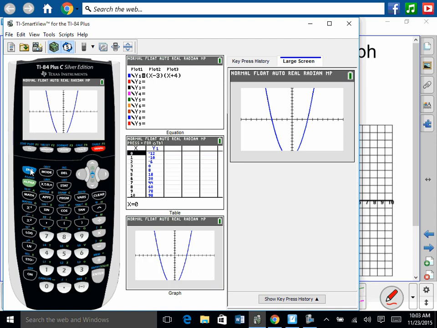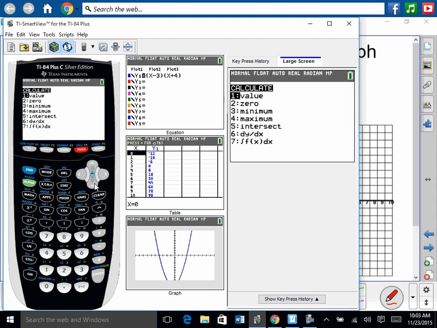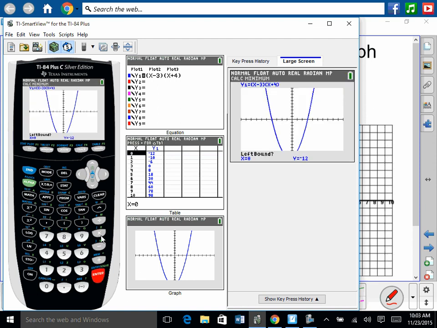So this one only has a minimum, so I'm going to do second trace, and I'm going to find the minimum so I can graph it really correctly here. So I'm finding the vertex, everybody. It says left bound. I'm going to make sure I'm left of that point. I hit enter. Right bound, I'm going to make sure I'm right of it. So I hit enter.